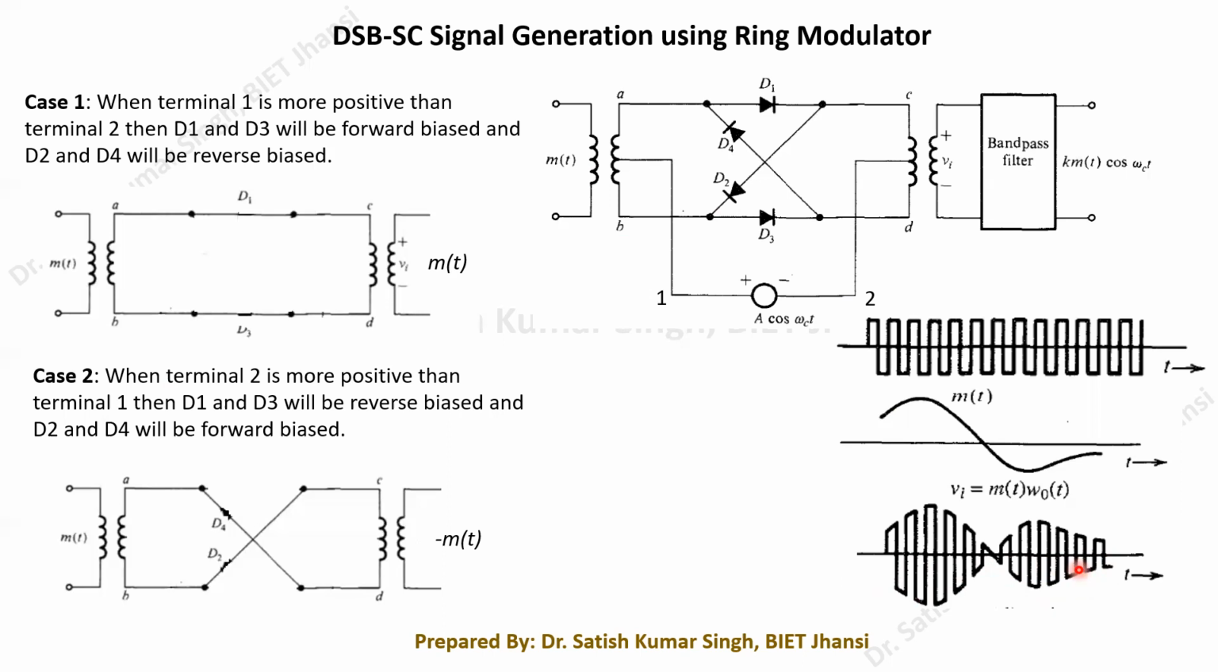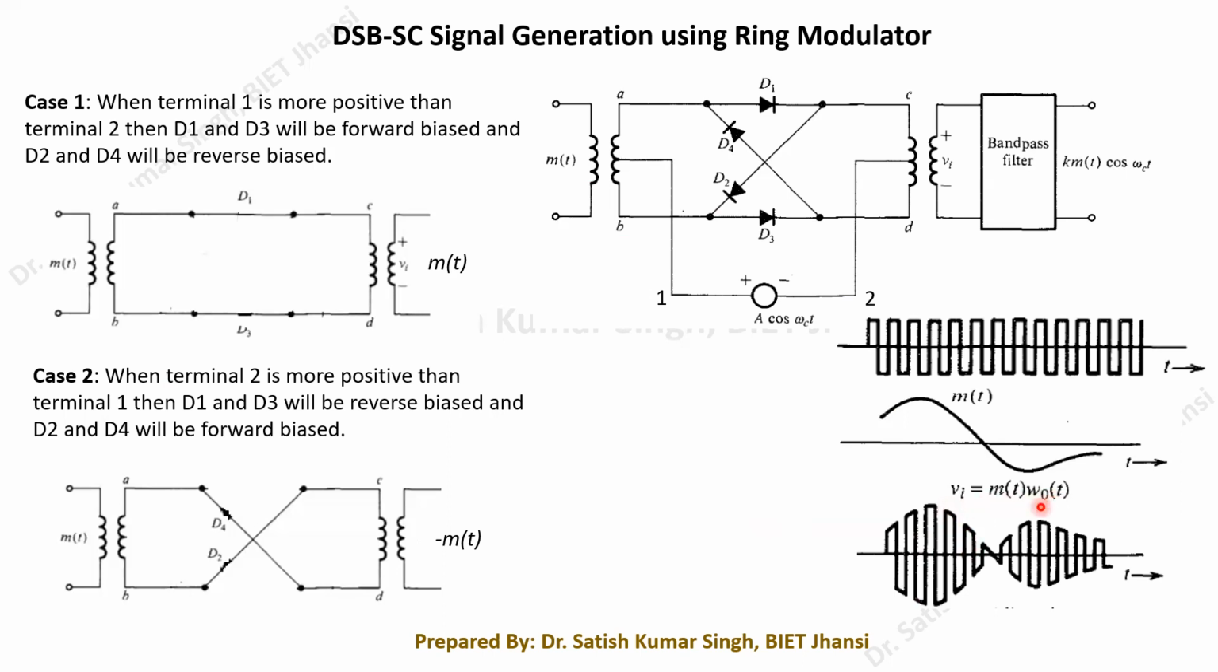And similarly, if we want to calculate the frequency spectrum of this waveform, that we need to understand, because only then will we be able to tell that after passing through the band pass filter, we are going to get the DSB-SC signal. So let's try to understand what the time domain waveform will be for this particular waveform.